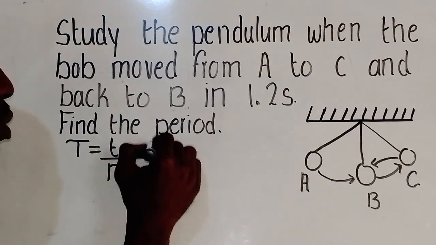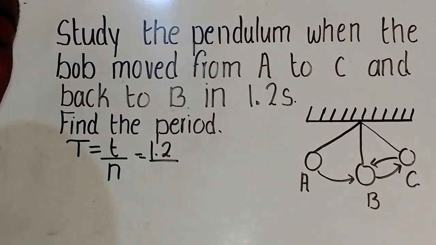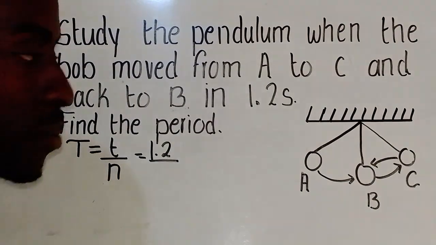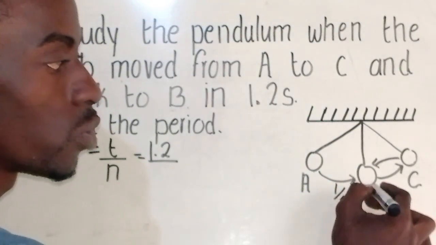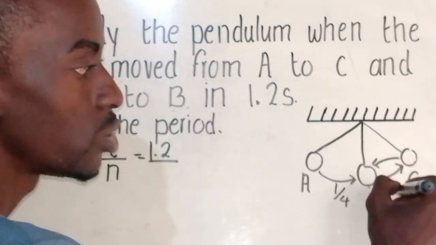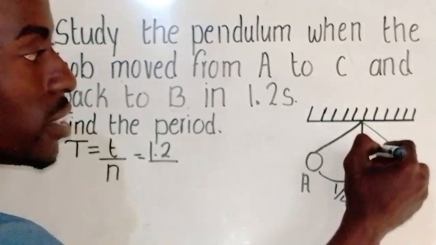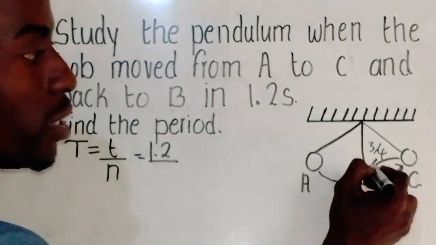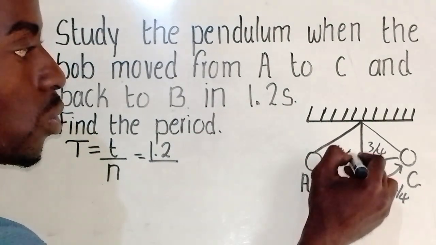So what is the time? 1.2. Now how many cycles were made? The way we count the cycle is like this. From A to B it is 1 over 4. From B to C it is 2 over 4. From C to B it is 3 over 4. From B to A, it is 4 over 4, which is 1.